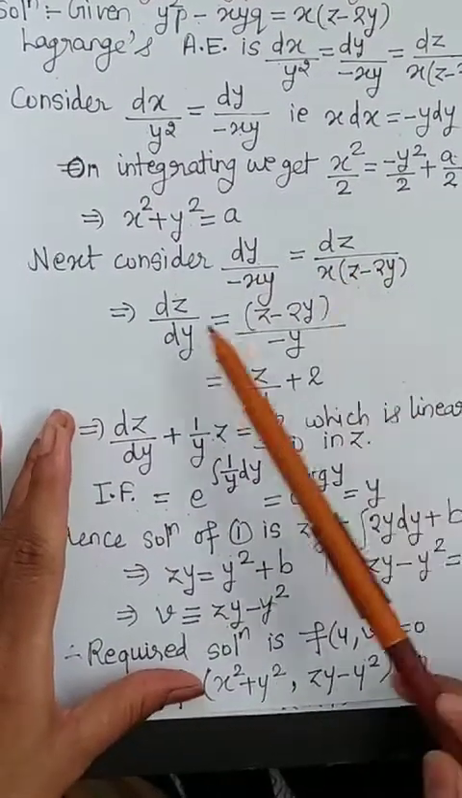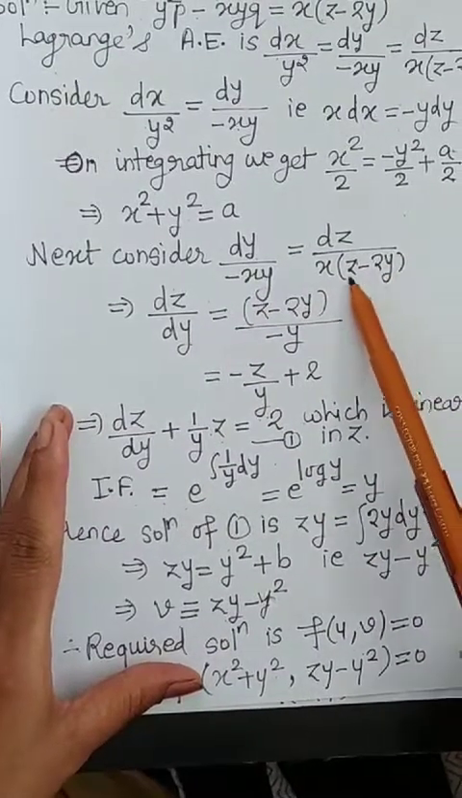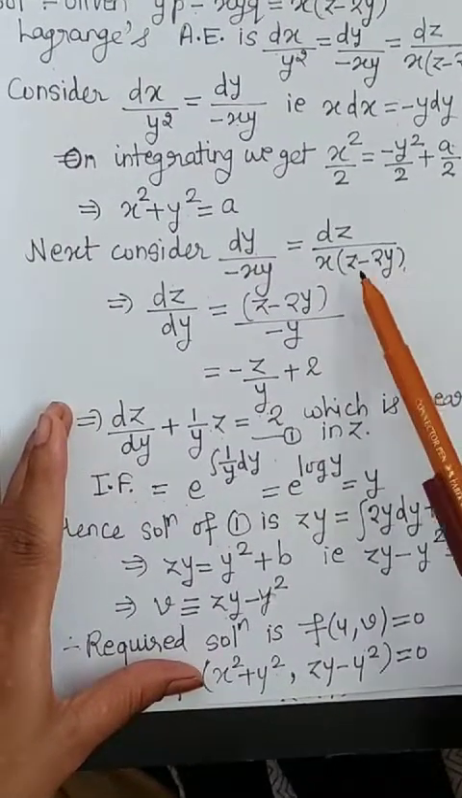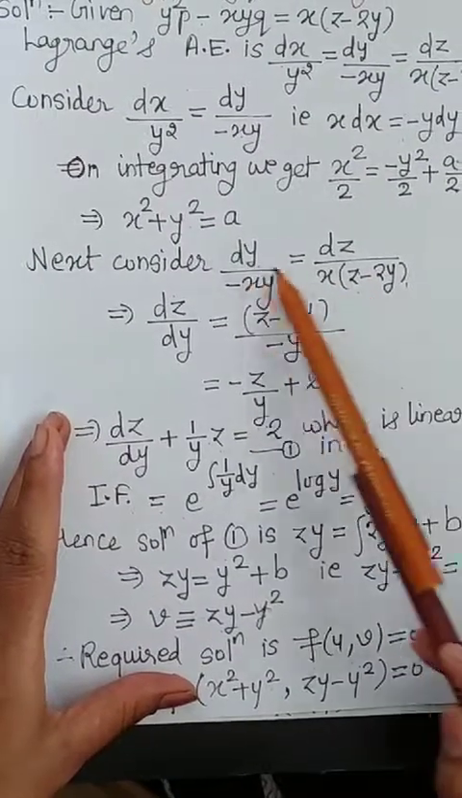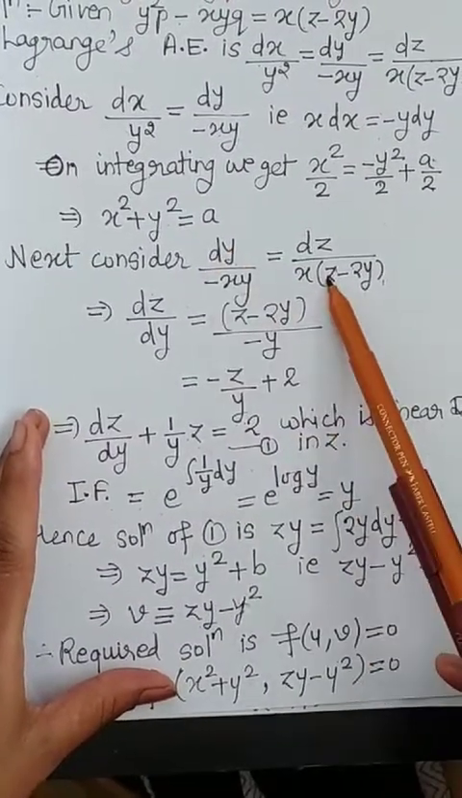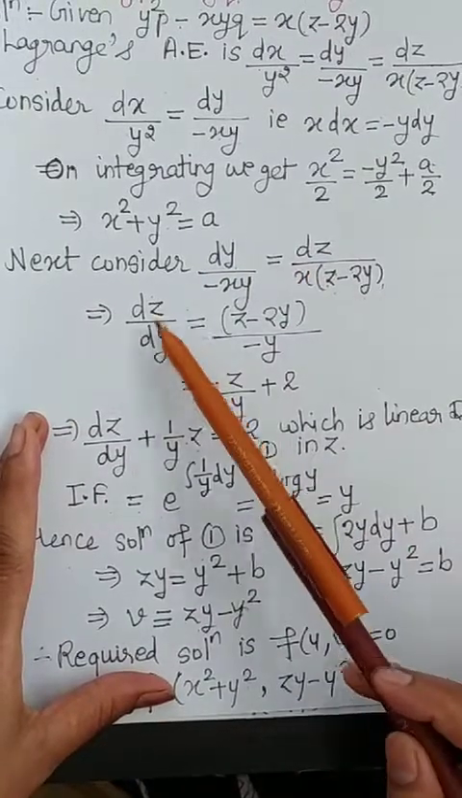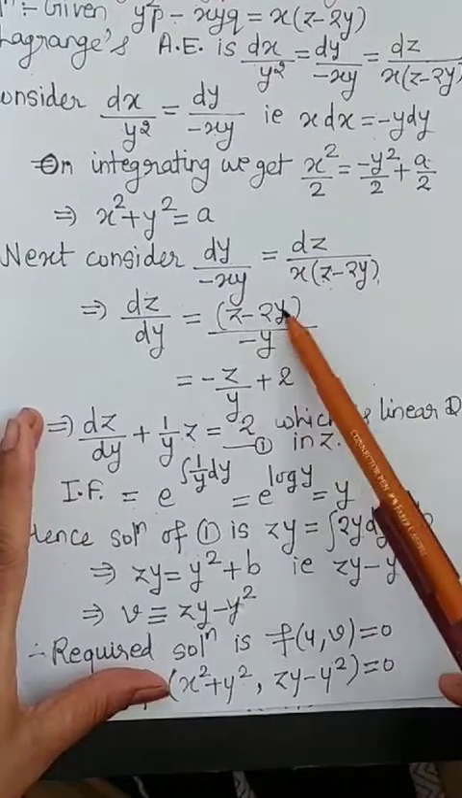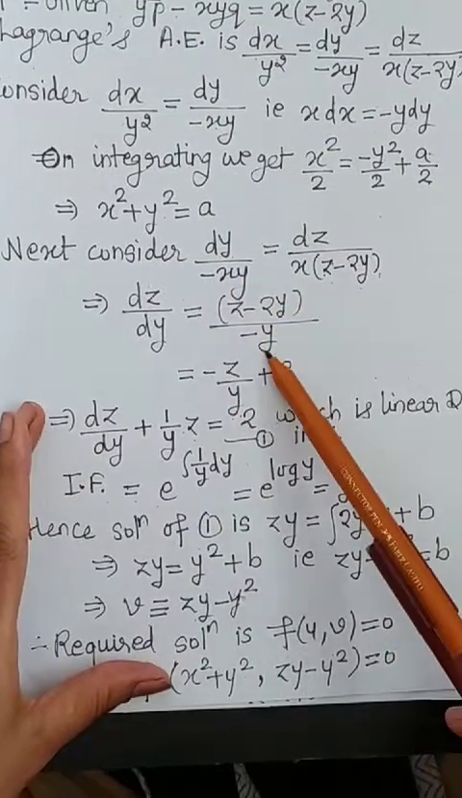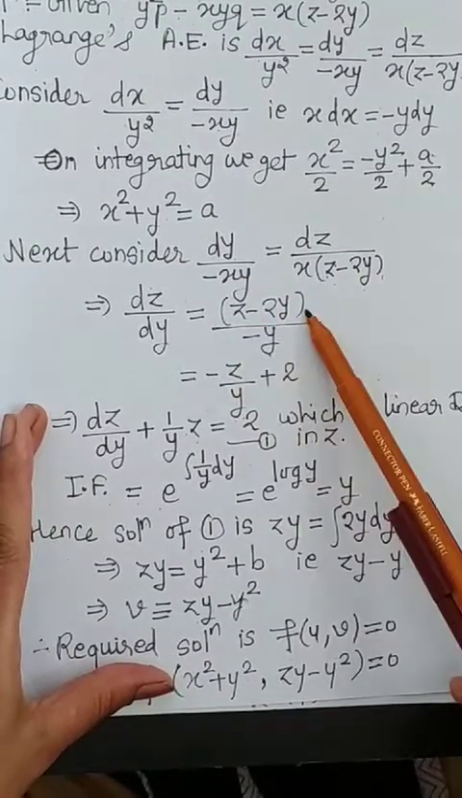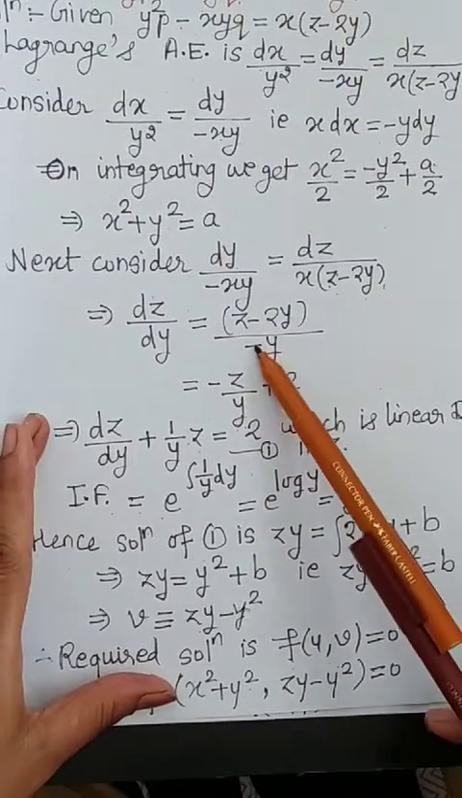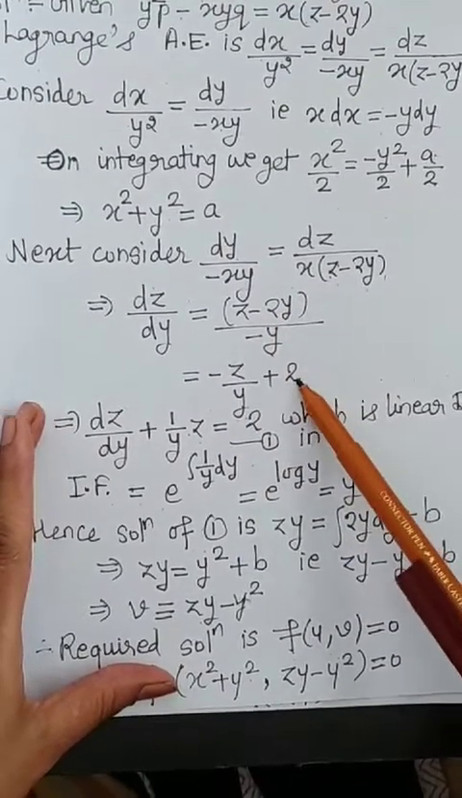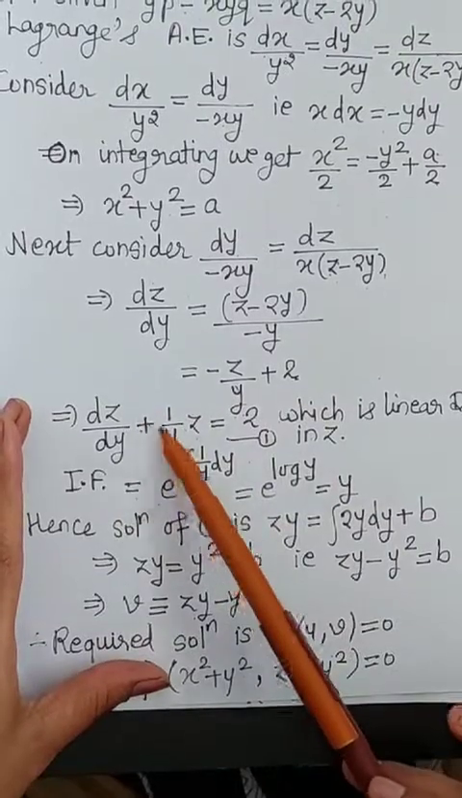x gets cancelled. Now remember, whenever we have certain terms in a subtraction, that should be taken in the numerator. So I'll take this on this side, and obviously this comes over here. So what we have, dz by dy equal to z minus 2y upon what is left, minus y. Now separate the numerator. So minus z by y, then minus minus plus 2y cancels, so plus 2. Shift it on the right hand side.